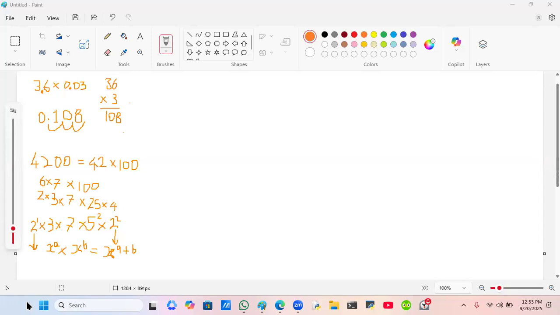But what? 5 has the same base as 2? You don't understand what I mean by base. The base is the big number that is down. The power is the one that is on top. Do you understand now?